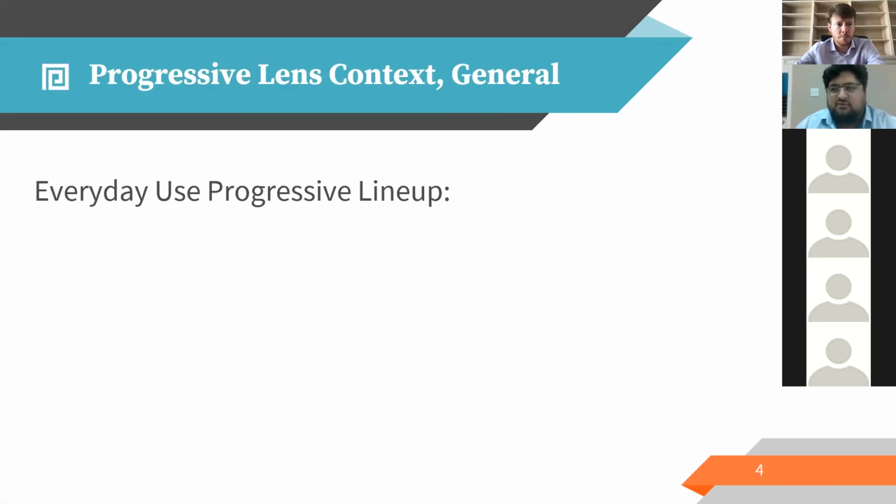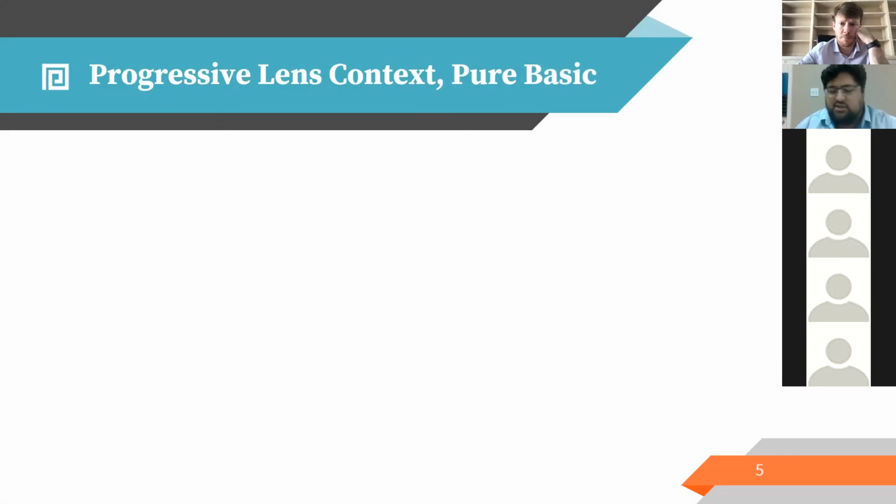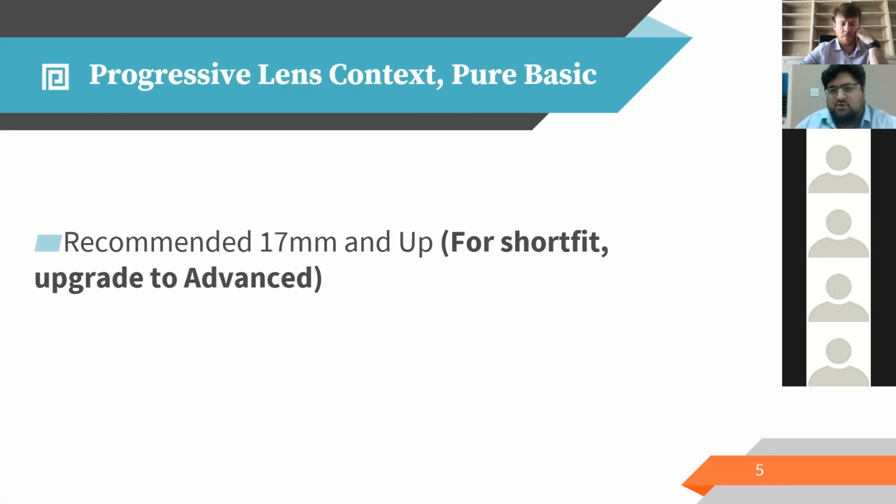So briefly get into the four core general purpose progressives. That's the basic, the advanced, which is a series of lenses, the elite, and then of course the Pure 4K design. One pretty common question we get is, how am I measuring these and marking them up? It's standard. They're all 4-drop progressives. So right above the datum, up 4 millimeters is where you're going to have your fitting height, and check your distance Rx. So the Pure Basic, this is not a short fit, designed for 17 millimeters and up.